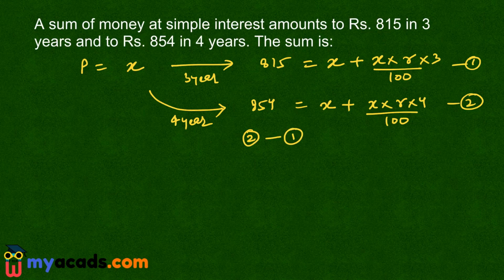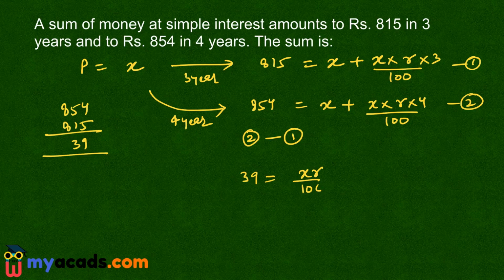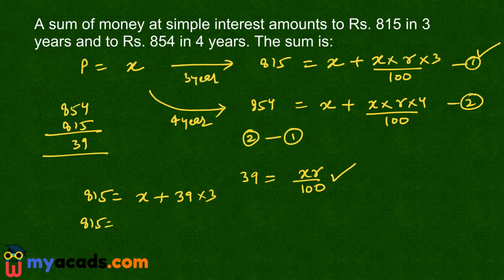So 854 minus 815. This is 39. So 39 equals, now this is 4XR minus 3XR. This is XR upon 100. Now this value I will put in this equation. So 815 equals X. Now XR by 100 is 39, so into 3. So this is 815 equals X.